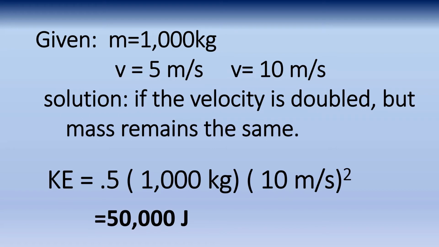1/2 is 0.5 times 1,000 kilograms, that's the mass. And then the velocity now is 10 meters per second. So this is how to solve: 10 times 10 times 1,000 times 0.5. And the answer for kinetic energy is 50,000 joules or J.